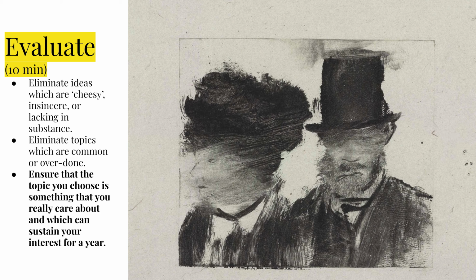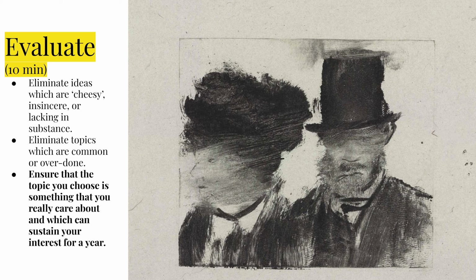We can put our heads together and figure this out if there's something you're really passionate about, like horses or animals, and you're not sure how to make it deeper, we can have that conversation. Eliminate topics which are common or overdone. Like maybe love. Maybe the concept of love could be your umbrella theme, but you're going to have to be more specific in your sub themes underneath it, and we'll get to that.